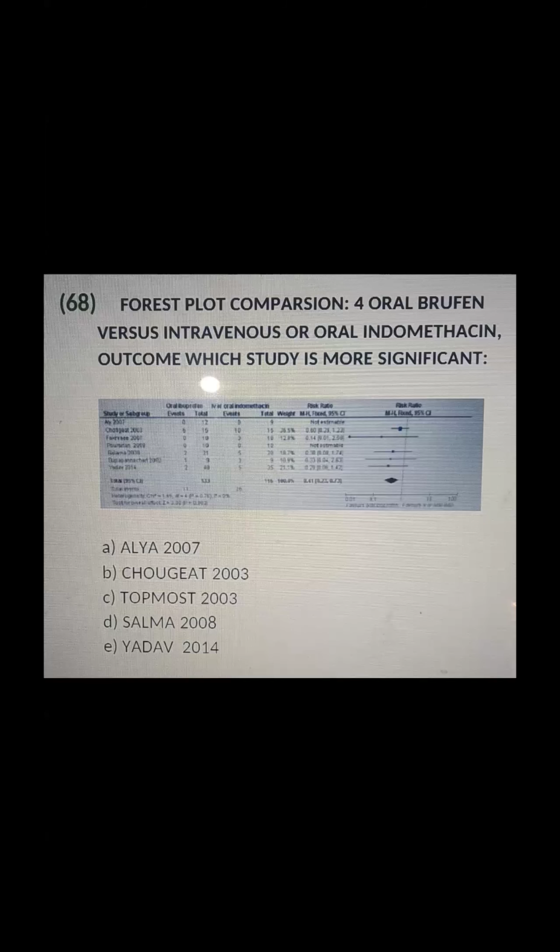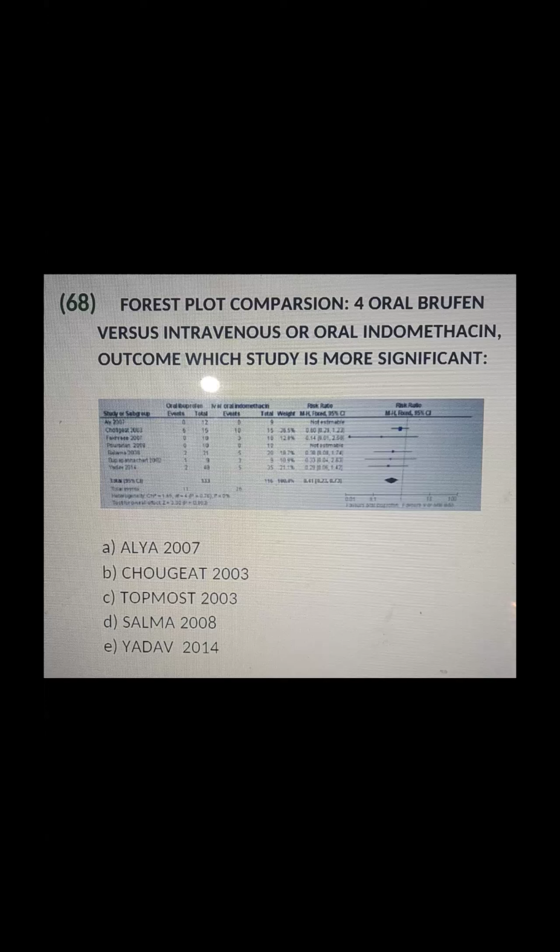Okay. So this is a forest plot in front of you, and they are telling that this is a comparison, and you can see the comparison for oral ibuprofen versus intravenous or oral indomethacin. Okay, so two groups are there. One is with oral ibuprofen and the other one with the indomethacin. Okay, and different studies are in front of you, and they are saying which study is more significant.